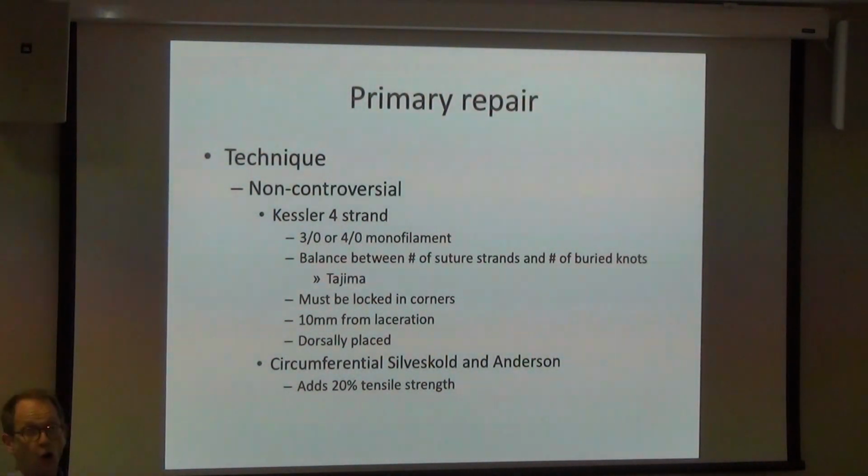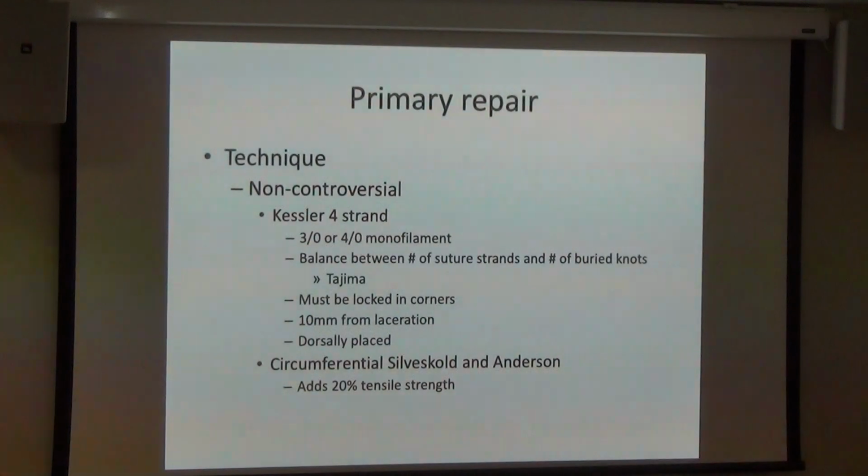So we know that 4-strand is better than 2-strand repair, but we also know 6-strand is better than a 4-strand. But a 6-strand will give you 3 knots, whereas a 4-strand will only give you 2 knots. So the good thing about 2 knots is that you can just make sure both knots are on the opposite side of the tendon and you bury the knots within your repair.